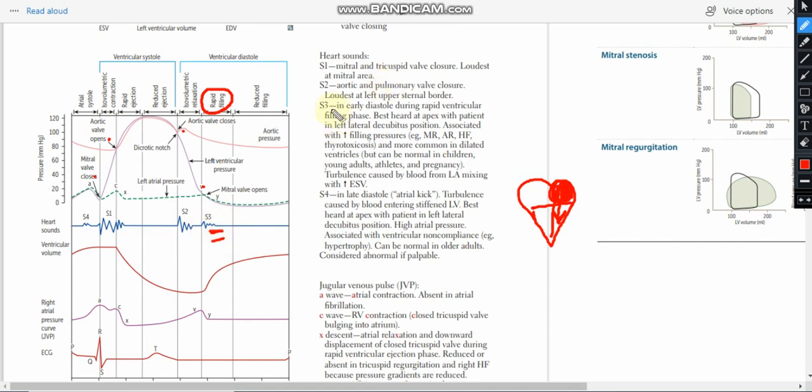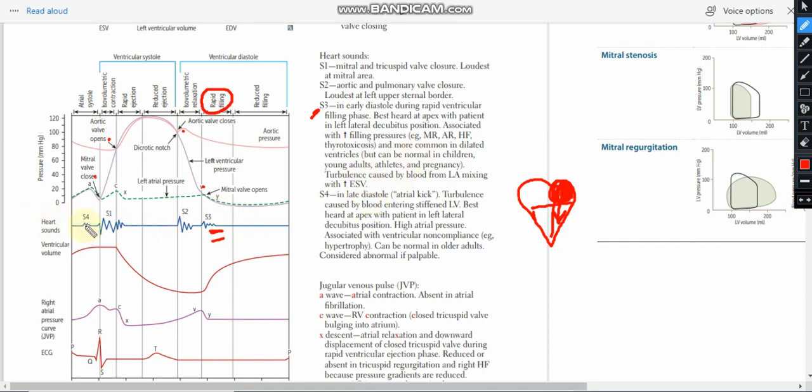Now you can read from here, in early diastole during the rapid ventricular filling phase, it is best heard at the apex because the gush of blood will be hitting on the apex, right, and it is associated with increased filling pressures, that is the regurgitations. Make sure it is not stenosis. Also in hyperdynamic states it can be seen: athletes, young adults, pregnancies, thyrotoxicosis, where turbulence is increased. That's why it occurs.